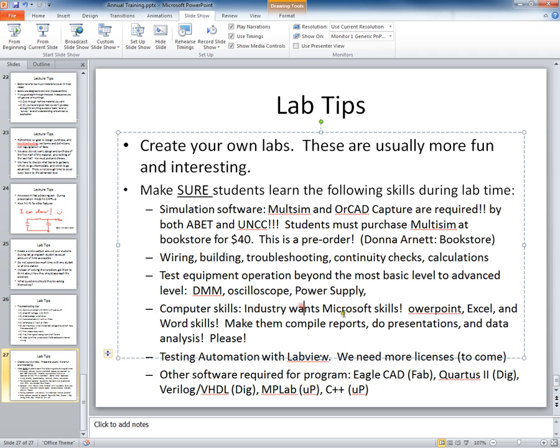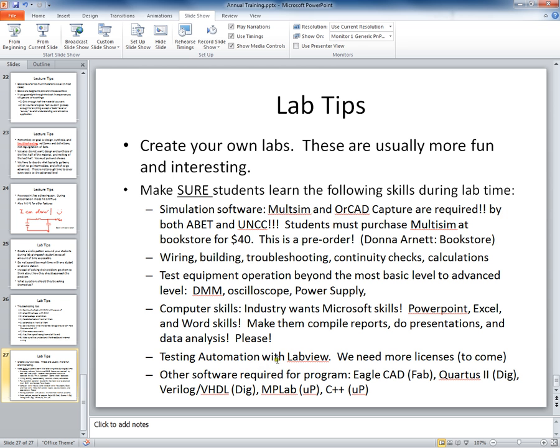Computer skills. Industry wants Microsoft skills. They want PowerPoint for presentations. They want Excel for data manipulation. And they want Microsoft Word skills. Make them write reports. Make them do presentations. And make them do data analysis. You have to do this. Please do this.